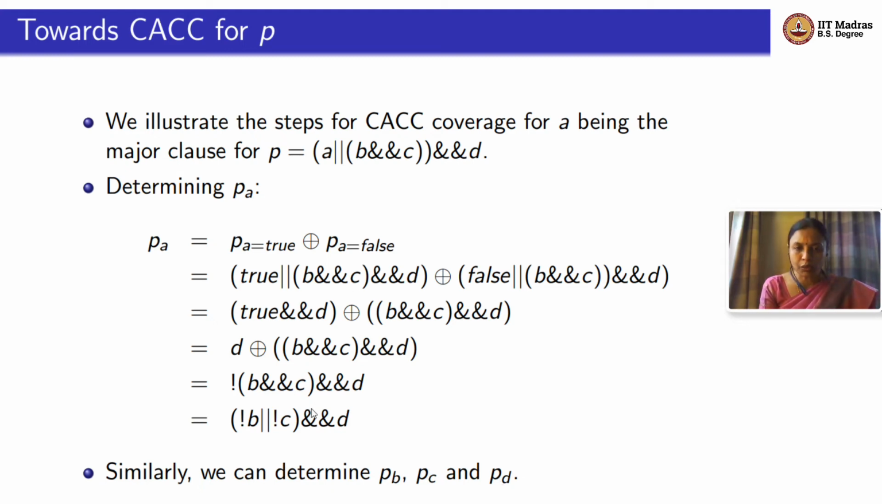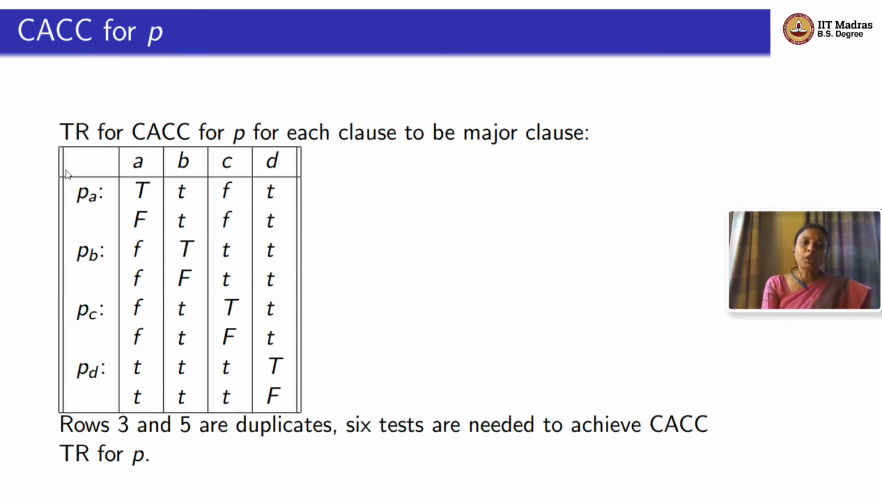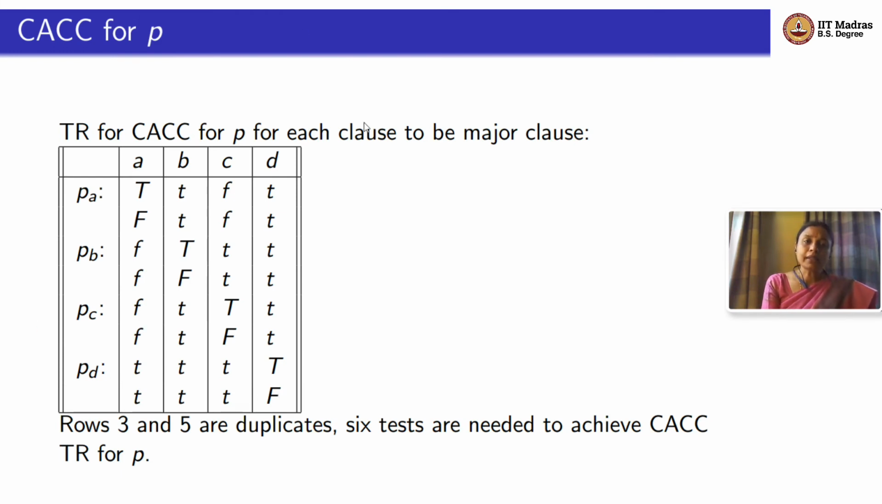I have not shown the working out here. I request you all to please work it out. I am now moving on with A being the major clause, B being the major clause, C and D directly. I have assumed that you will be able to work out PC, PB and PD for your own benefit using this value of P and using this algorithm. This is the test requirement for correlated active clause coverage criteria for four different clauses in turn taking to be the major clause A, B, C and D.